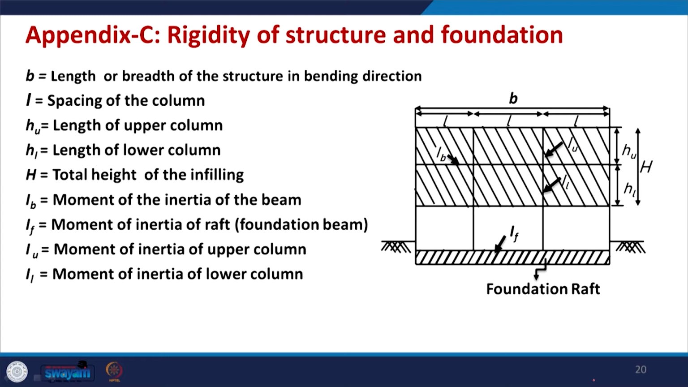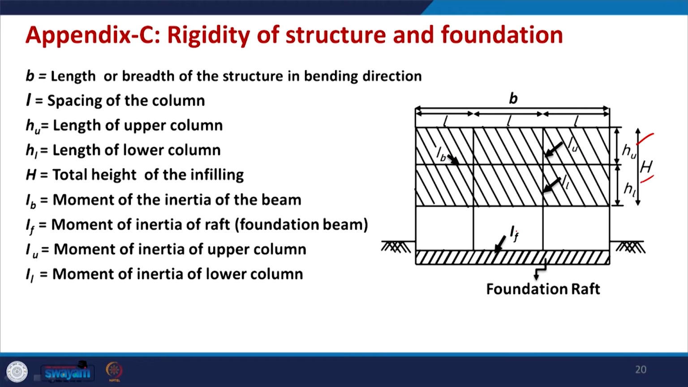Then the notations are listed here. Capital B is the length or width of the structure in the bending direction from one end to another, while small l is the spacing between two columns. In this case it is assumed, as a simplification, that there are 4 columns and the spacing between them is the same, that is l. Then HU, you can see the HU here. HU is the length of the upper column, while HL is the length of the lower column.